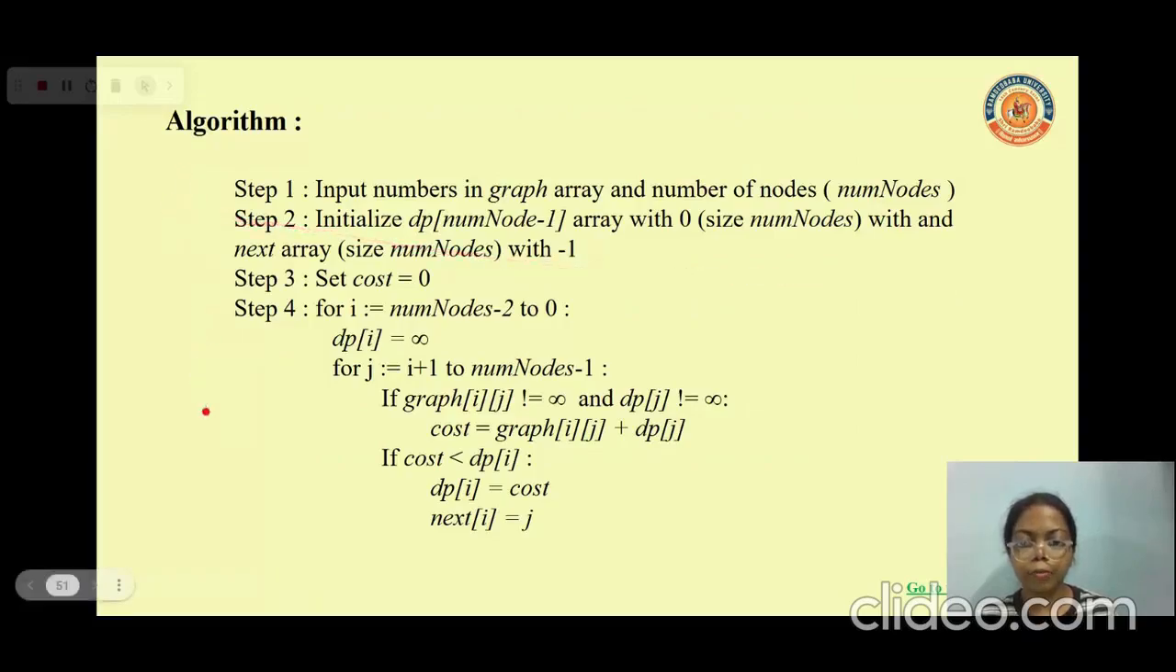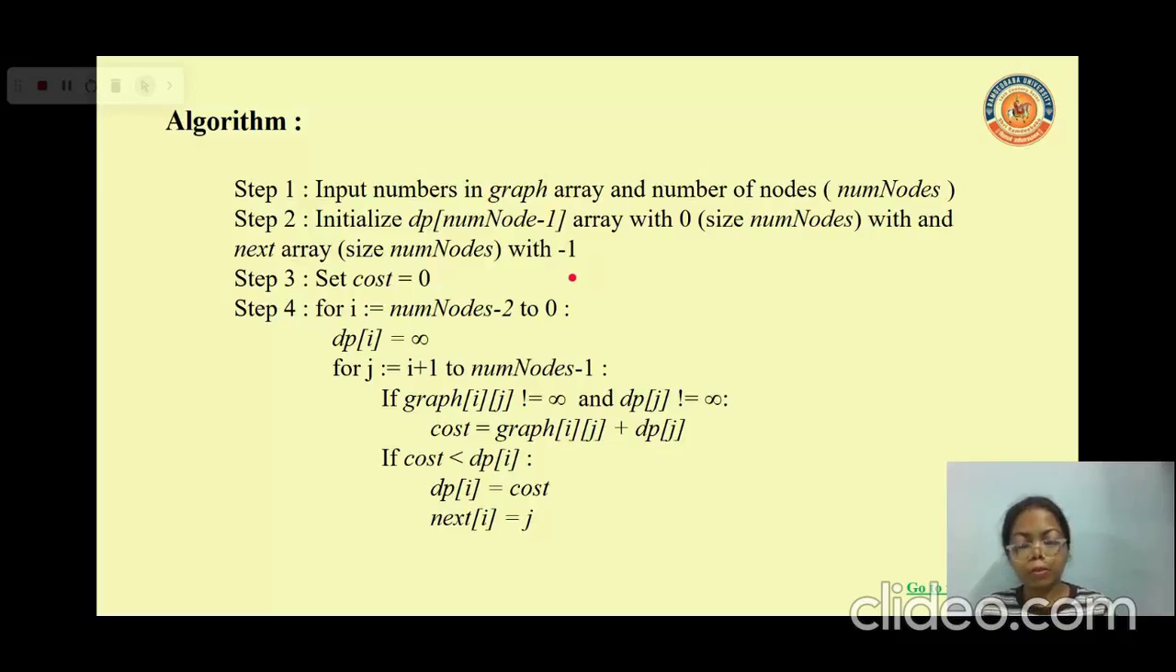Here are the proper steps to be followed. First we will input the graph array which we have seen earlier, and the number of nodes, num nodes. We initialize DP of num nodes - 1 to 0. Means what? The last node's DP value is 0. Means the cost from destination to destination is 0. The cost required to reach the destination from the destination will be 0. And the next array will be initialized to -1.